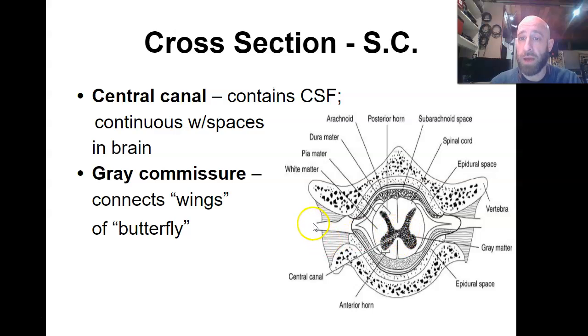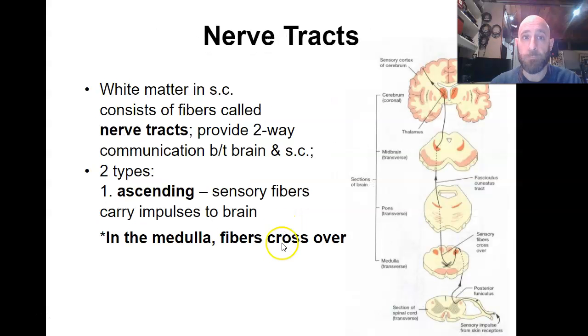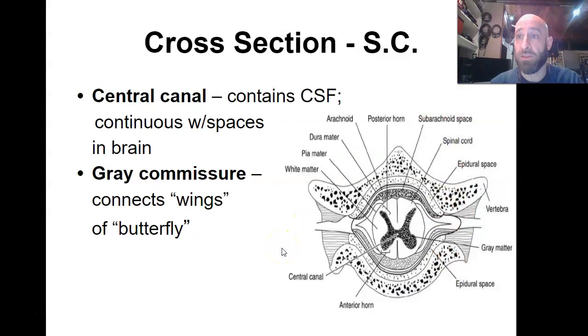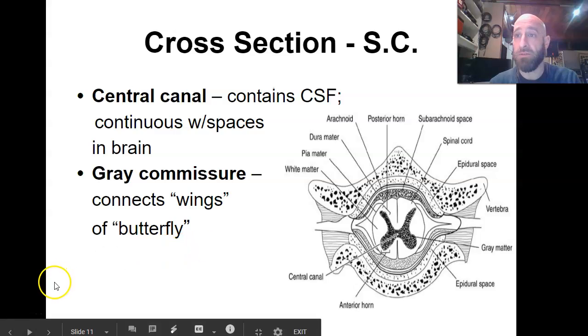One more thing I want to point out to you is the sensory information is coming in the posterior side. So this is information coming in from the body. And then the front side, the anterior side, is the motor information going out. And we'll talk more about that a little bit later. And that is what I wanted to cover on the anatomy of the spinal cord.